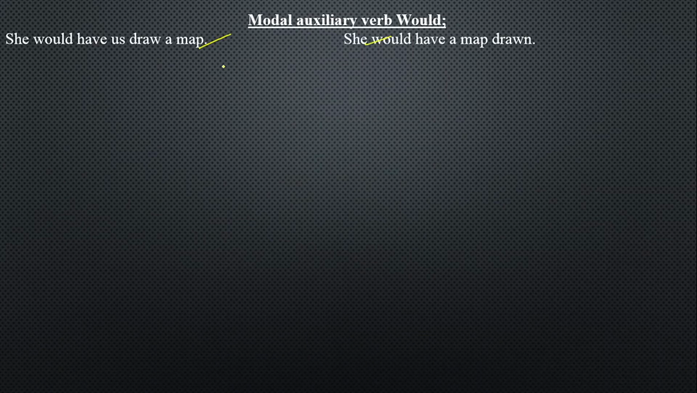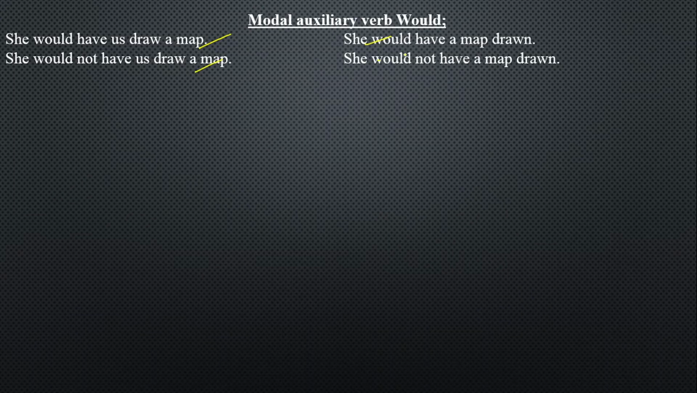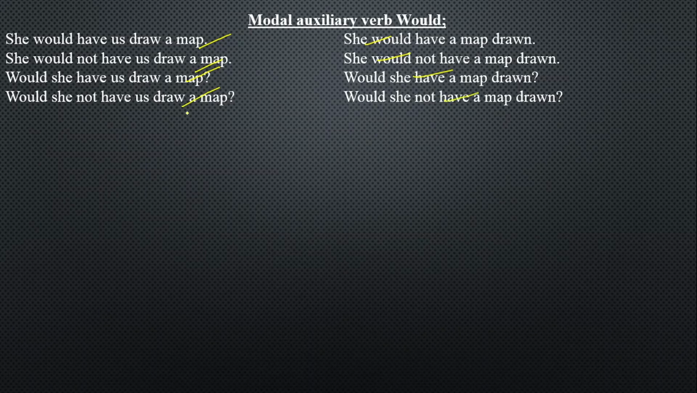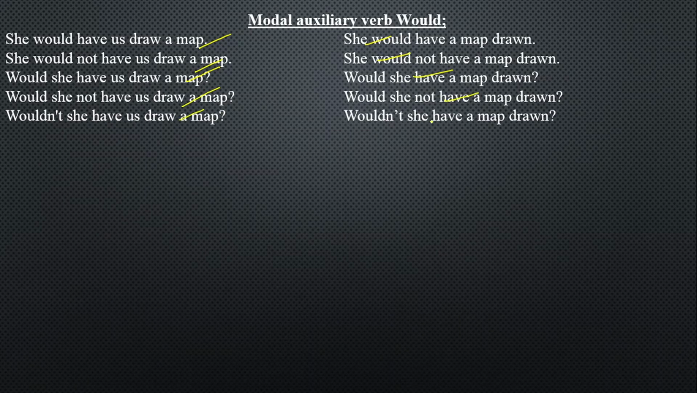She would not have us draw a map. She would not have a map drawn. Would she have us draw a map? Would she have a map drawn? Would she not have us draw a map? Would she not have a map drawn? Wouldn't she have us draw a map? Wouldn't she have a map drawn?